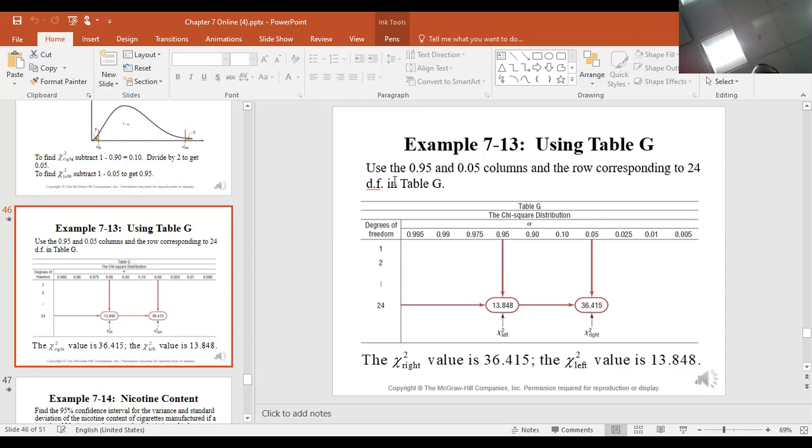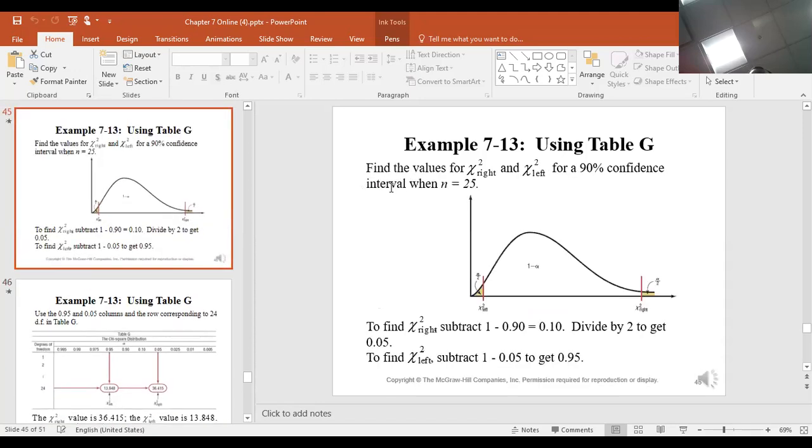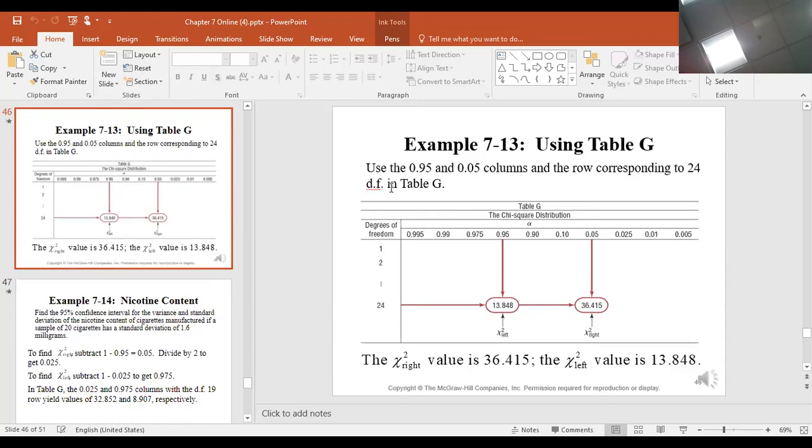Use 0.95 and 0.05 to find, look at here. Find the chi-square right and chi-square left for 90%. So for 90%, you are going to follow this table. I will explain it first, and then we will go back to the writing on the whiteboard so that we work on how to get it.